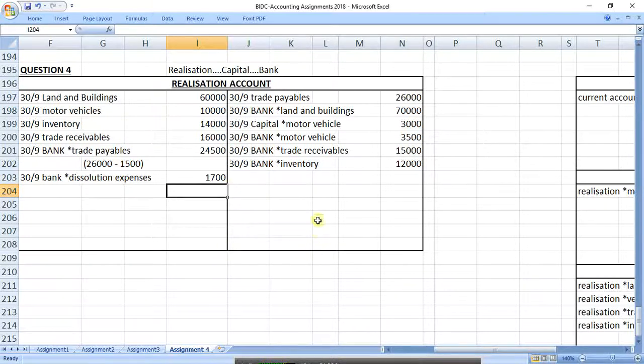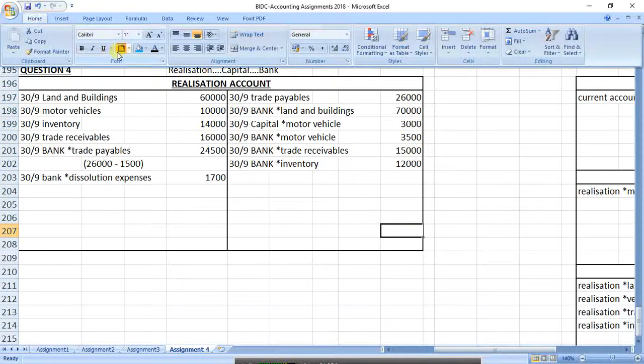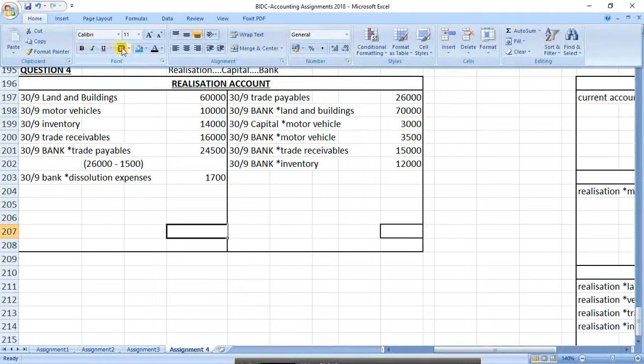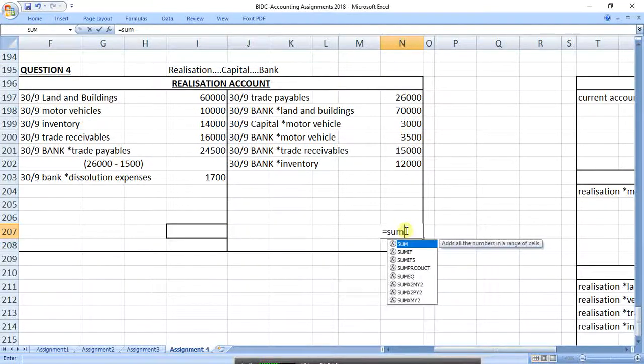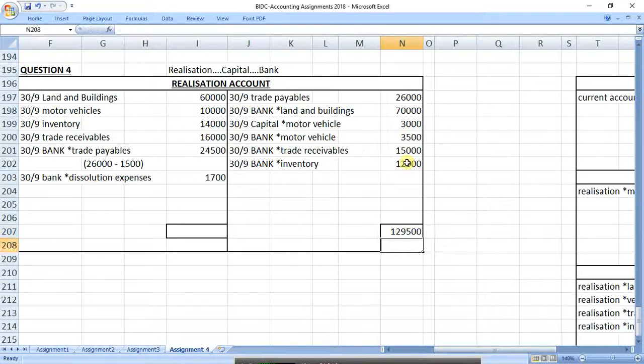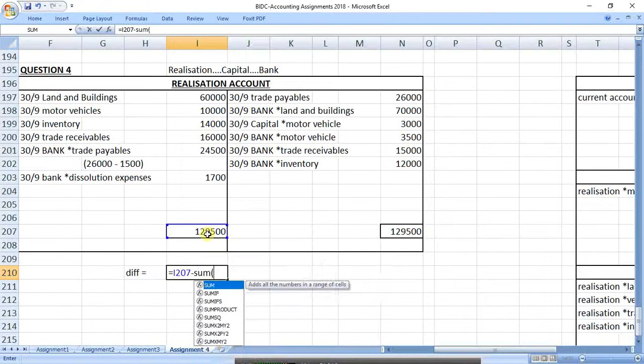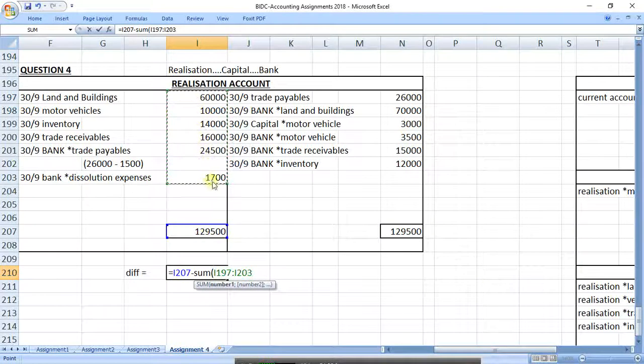So which side's bigger here? I don't know. We're going to have to add. So that's 126. That's 129. This side is slightly bigger. So sum up this side, that's the bigger side. Again, don't write this down, I'm just working out the difference, then we'll allocate it to partners. This minus all of these debits gives me that amount.